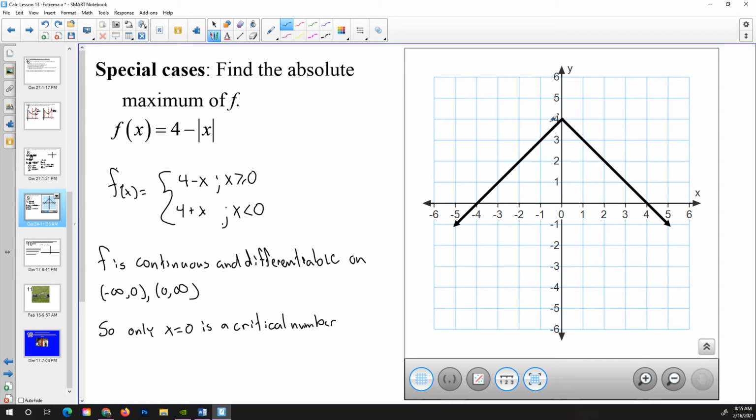And it's not differentiable at 0 because we have that sharp turn. All right. And so it is a critical number. So it's one of the only places where we could have an absolute maximum or minimum. And we can clearly see that 0, 4 is the global maximum.